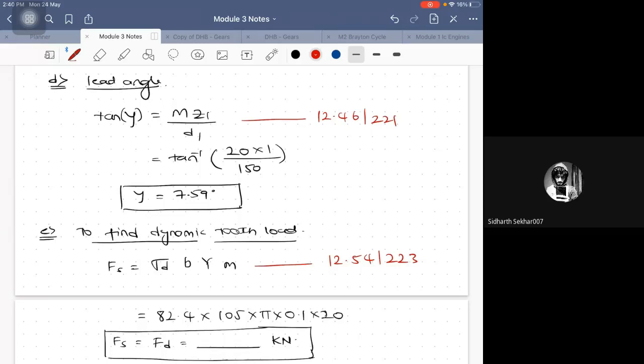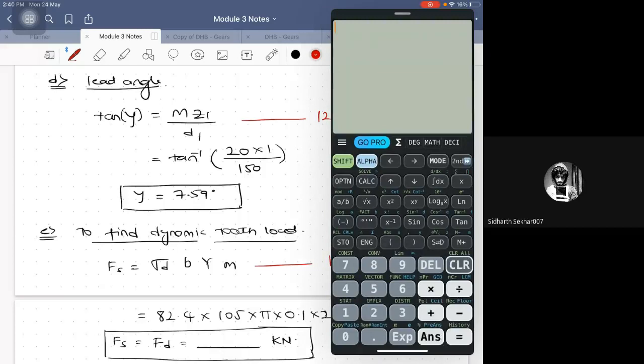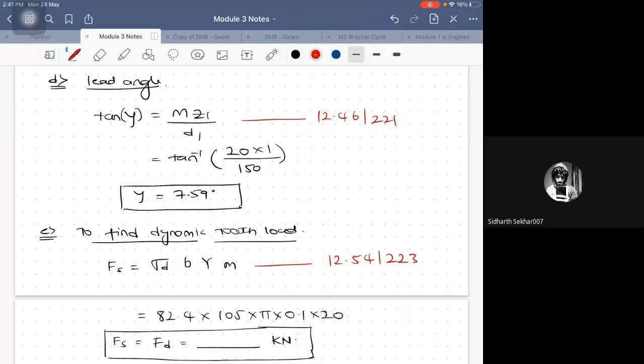What is the value of dynamic load? What is the value? How much time do you take? 82.4 Siddharth into 105. 105 into shift pi into 0.1 into what is this? 20. That's it. Yeah. You should be very fast at your calculator operation.